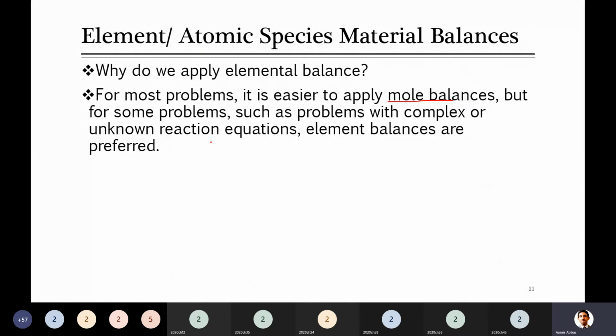I'm asking you, I'm repeating it. If you don't know the reaction equations, can you not write the molecular species balance for a reaction system? No. Reason?